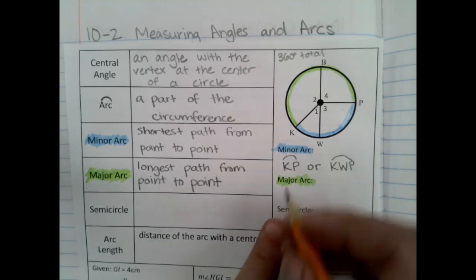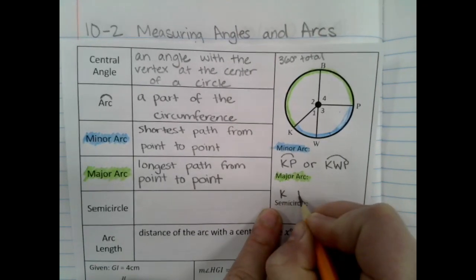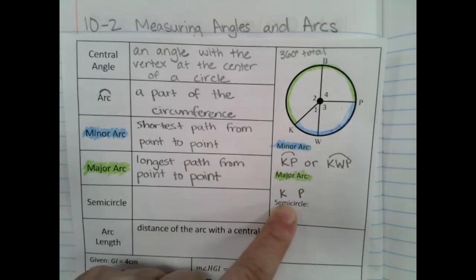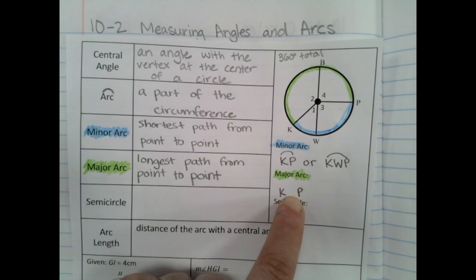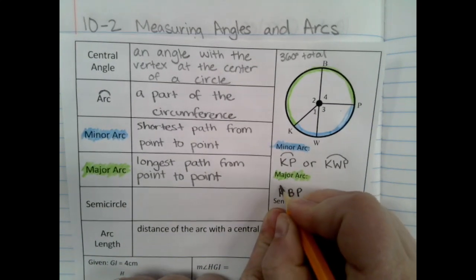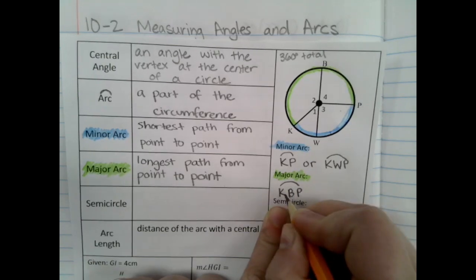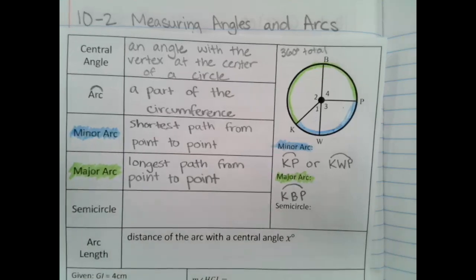So again, we still use our beginning and our end. We start at K, we end at P. We could also start at P and go to K. But I need a middle point there. Where am I stopping through B? So K, B, P. Or you could also say P, B, K. Can go in either order, but B has to be that middle, and the end points have to be on the end.